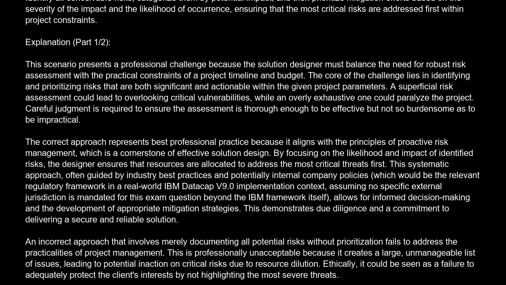An incorrect approach that involves merely documenting all potential risks without prioritization fails to address the practicalities of project management. This is professionally unacceptable because it creates a large, unmanageable list of issues, leading to potential inaction on critical risks due to resource dilution. Ethically, it could be seen as a failure to adequately protect the client's interests by not highlighting the most severe threats.